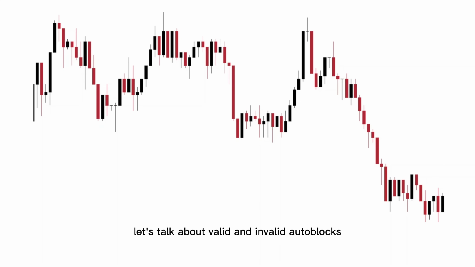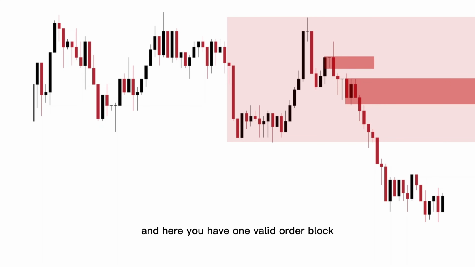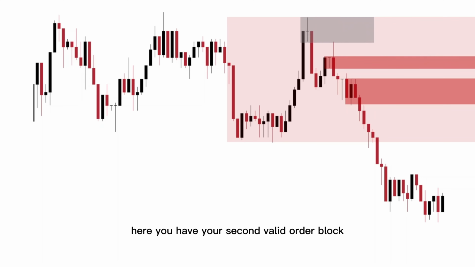So let's talk about valid and invalid order blocks. Here you have your shelf, and here you have one valid order block. Here you have your second valid order block, and here you have your invalid order block. Why is it invalid? Because it's a mitigated order block. What does mitigated mean? That means it's already been used prior to the shelf forming. So this order block is no longer valid, and if price does approach this level, it will more than likely run through it. So this invalid, mitigated order block turns into liquidity.